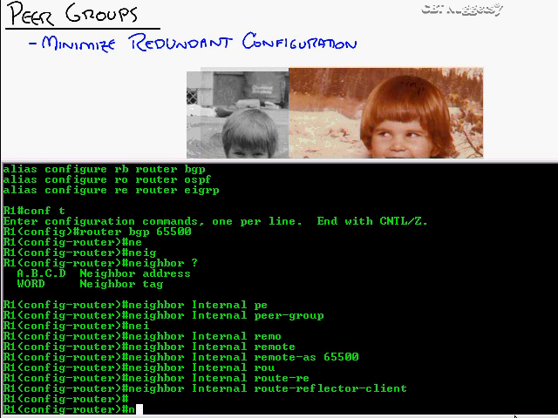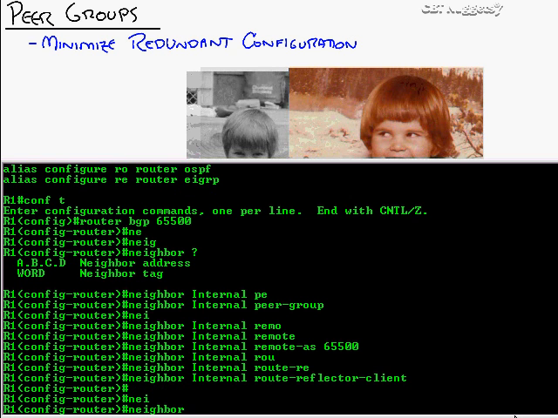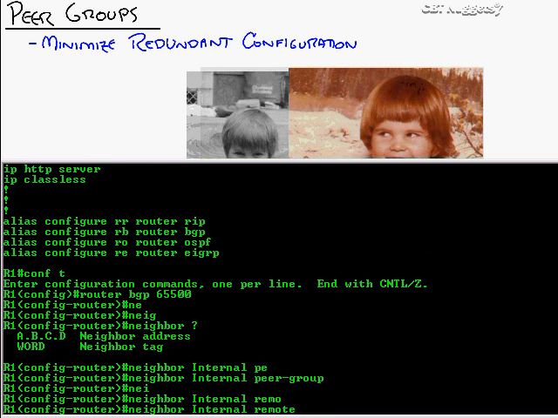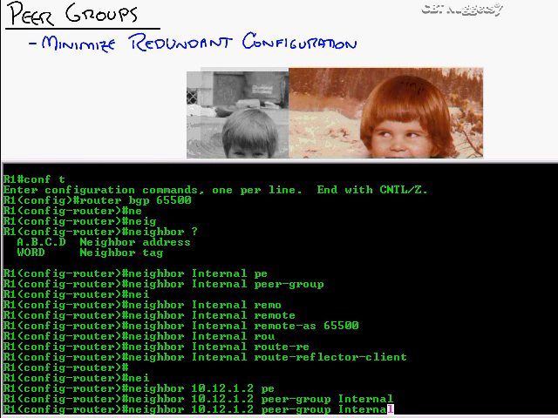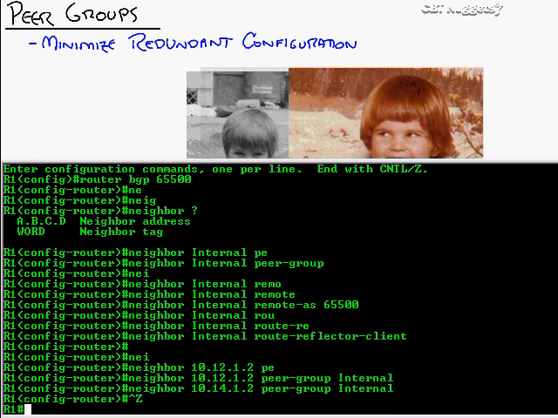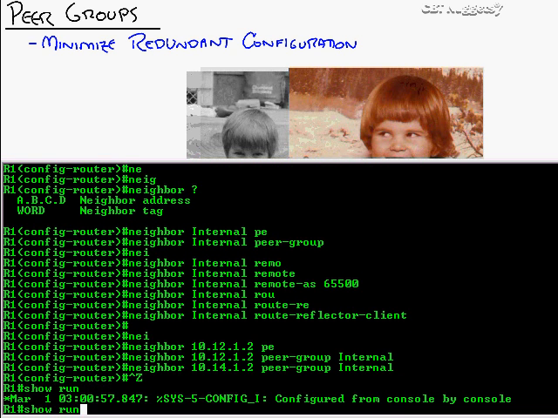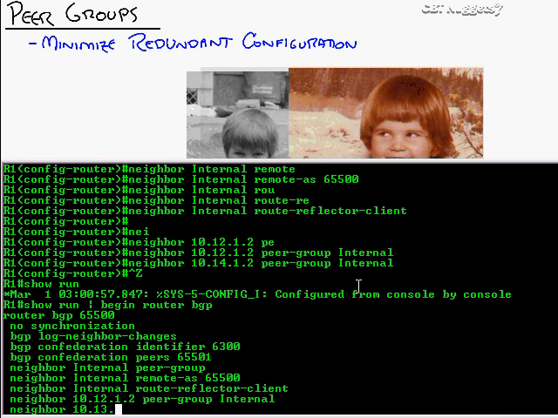And now what I can do is type in neighbor. Instead of defining all those individual options for each one of them, I'll say 10.12.1.2, and I'll say peer group internal. And I'll say neighbor 10.14.1.2, peer group internal. Now let me go back to the running configuration, and I'll begin with the router BGP.